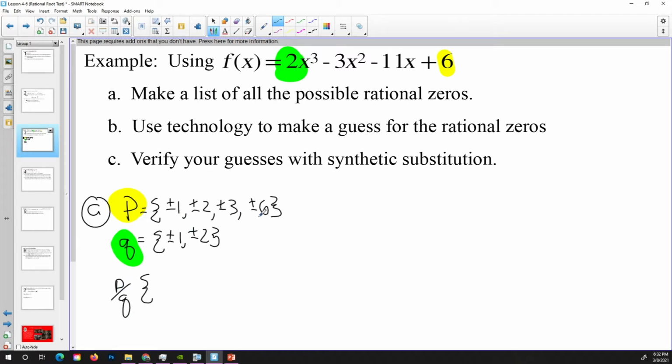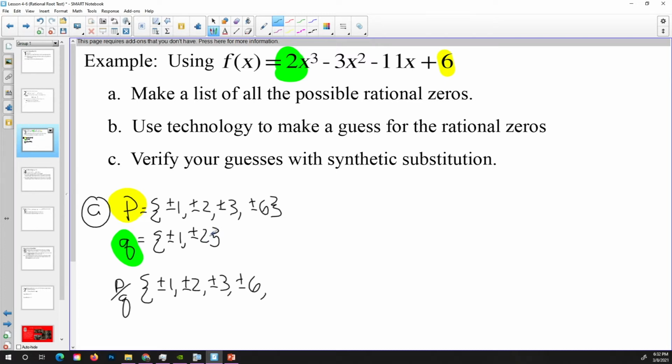So all of this list will be over 1, and then all of that list will be over 2, and that is it. So anything over 1 is just going to be that value, so I'm going to repeat the P list first, and you're probably always going to start with that. So plus or minus 1, plus or minus 2, plus or minus 3, plus or minus 6, because we go 1 over 1, 2 over 1, 3 over 1, 6 over 1. And then we have to go all of these numbers over 2 as well.